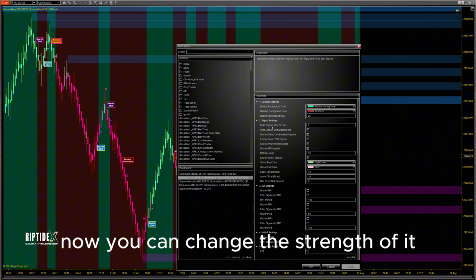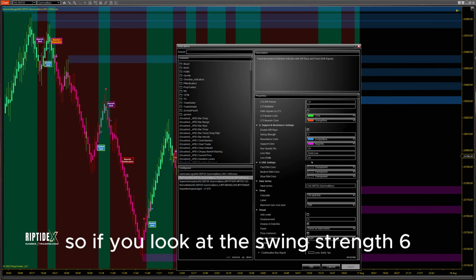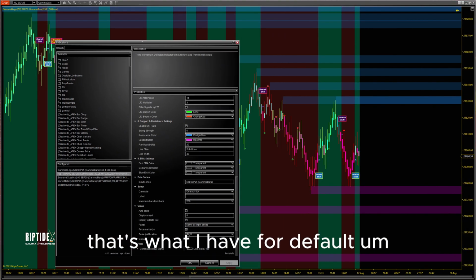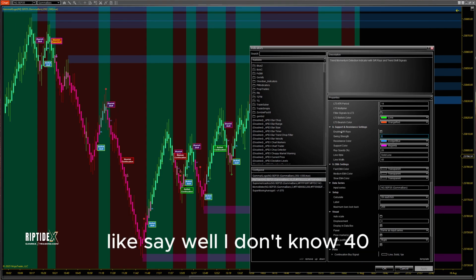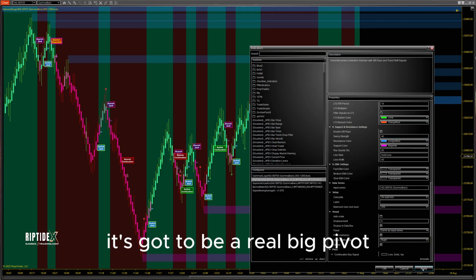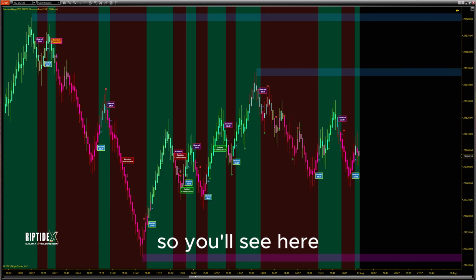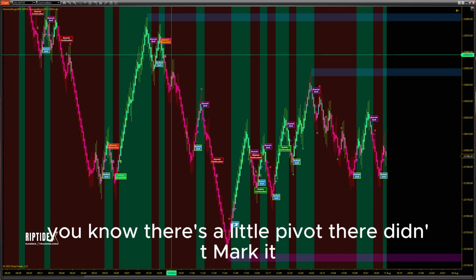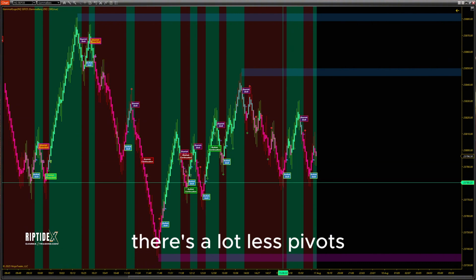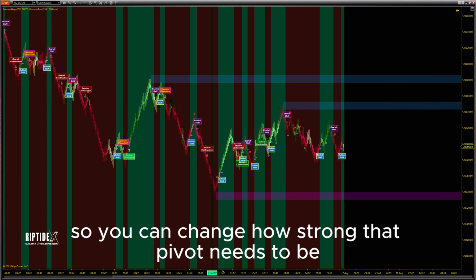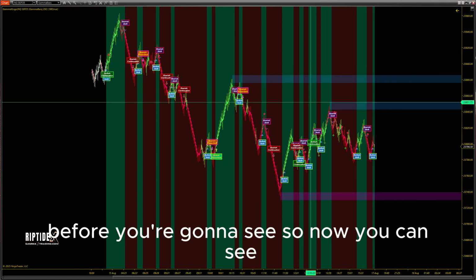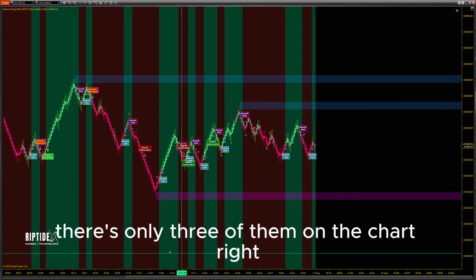Now you can change the strength of it. If you look at the swing strength, 6 is what I have for default. That's a good medium. If you were to do something higher, like say 40, it's got to be a real big pivot before it's going to mark it. You'll see here there's a little pivot there, it didn't mark it. There's a lot less pivots. It didn't mark them because they're not strong enough. So you can change how strong that pivot needs to be. Now you can see there's only 3 of them on the chart.